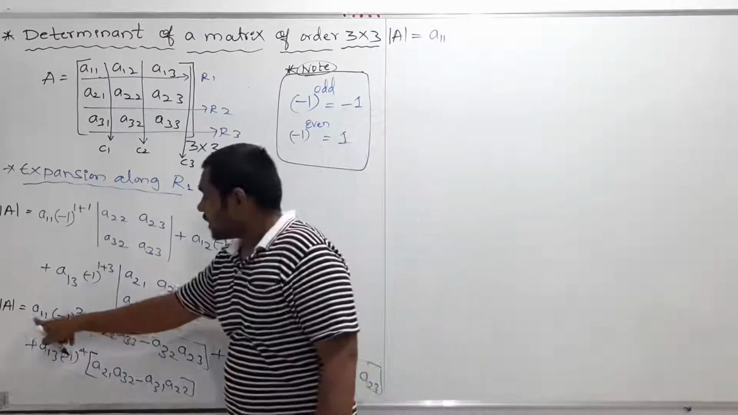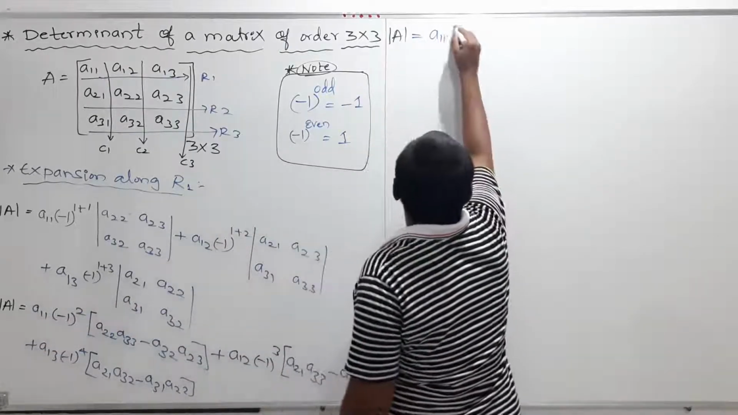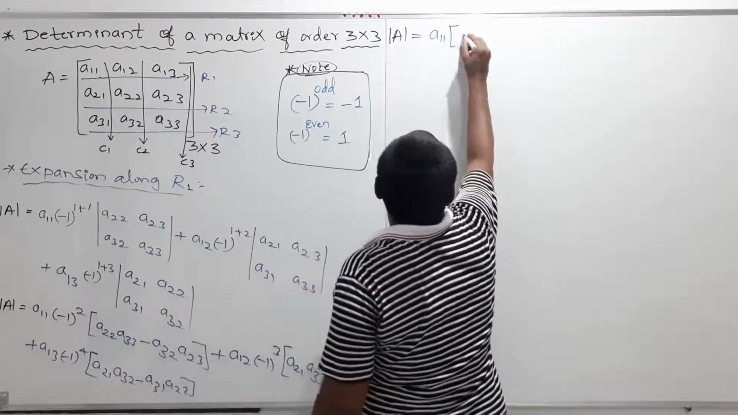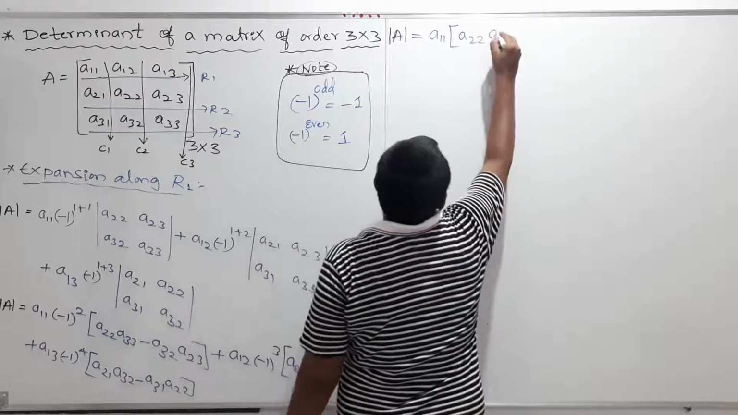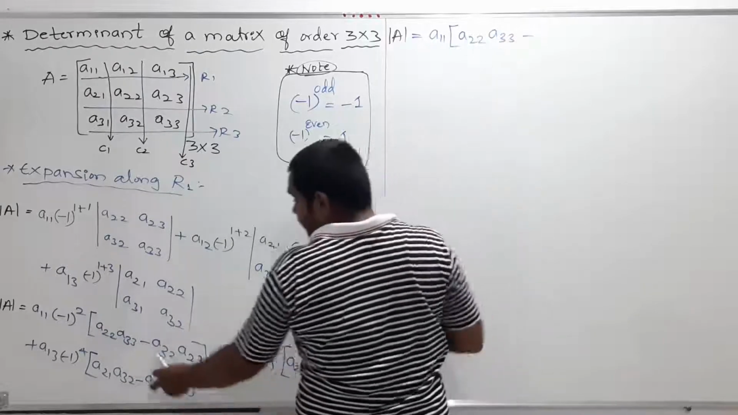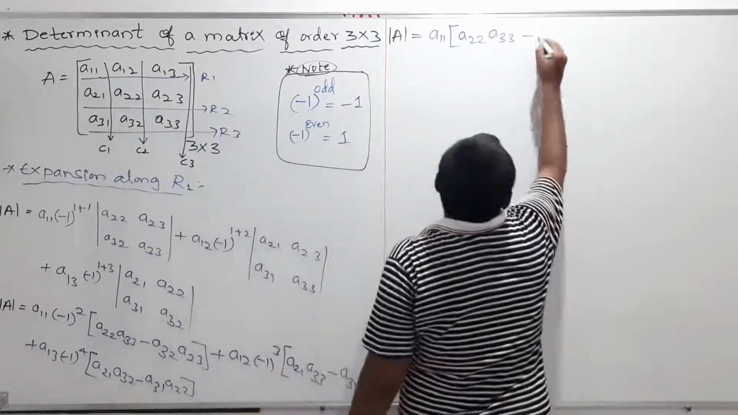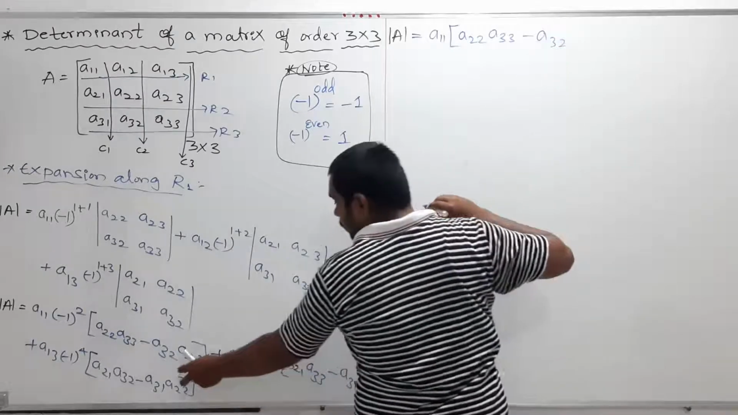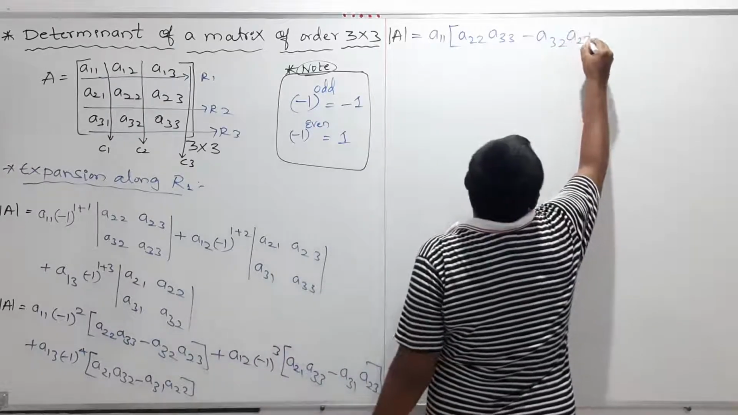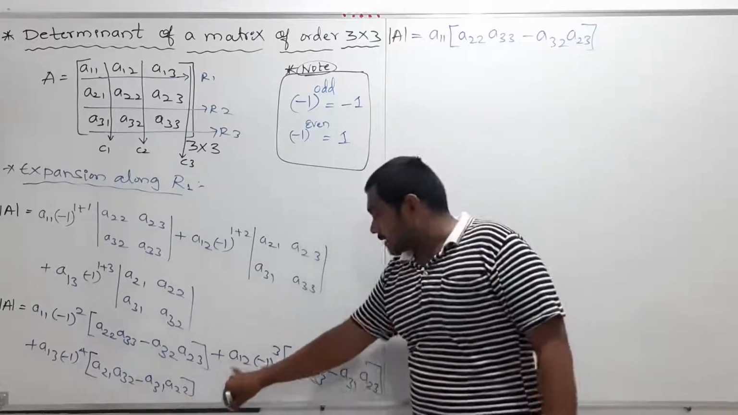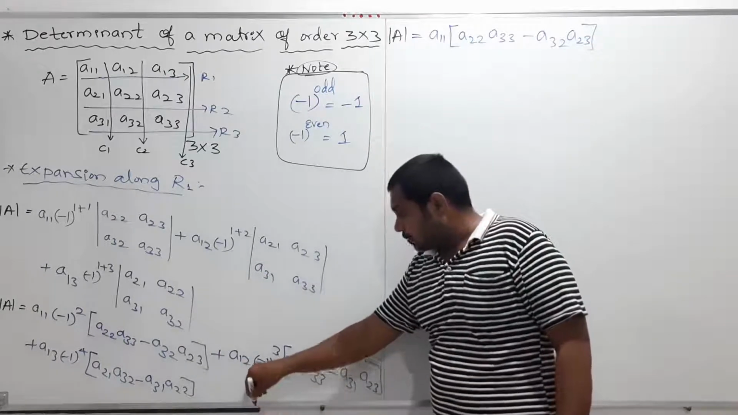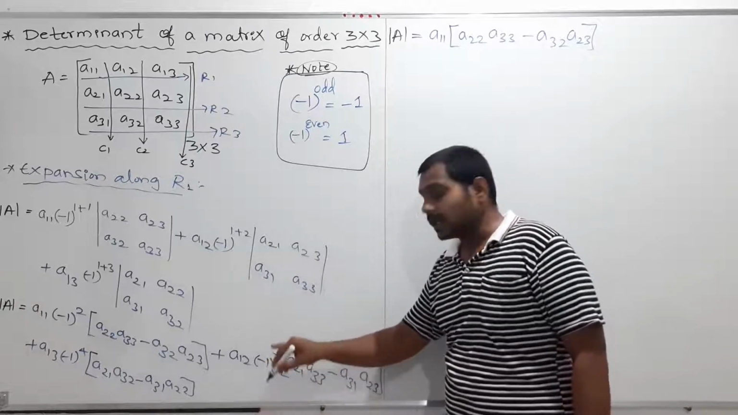A11 into A11 is A11. Inside the bracket, whatever is there, please write that one: A22, A33, negative of A32, A23. Clear? And next, my students, plus A12 into (-1) whole to the power 3.